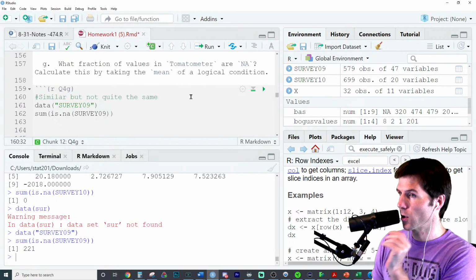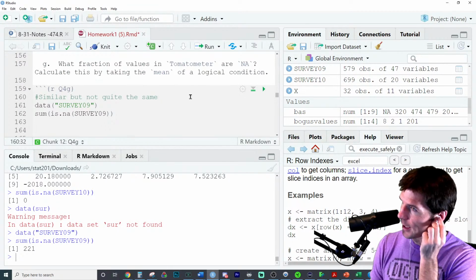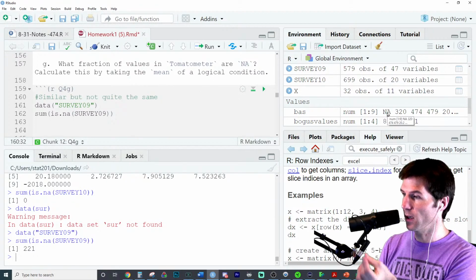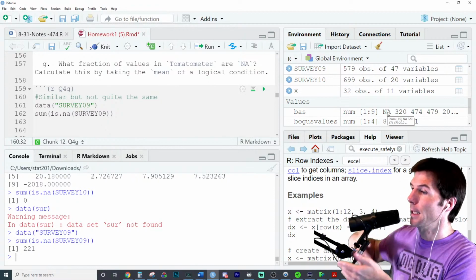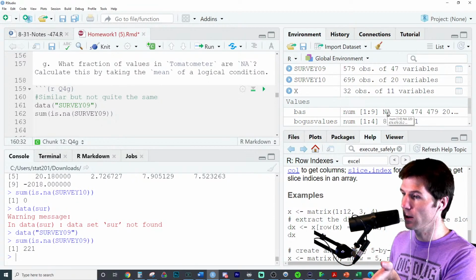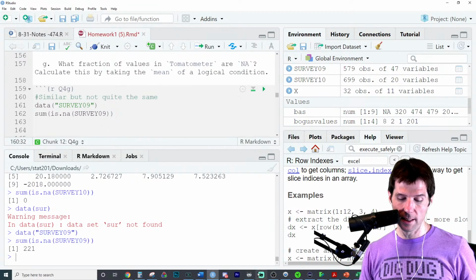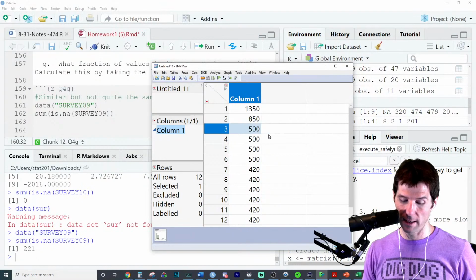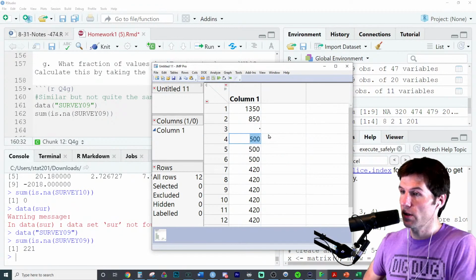Excellent work. So what fraction of the tomato meters are NAs? What are NAs? When you see an NA here, what does that mean? You've got to know this pretty quickly. Here's what an NA looks like in JMP. If you're in 201, you're wondering what an NA looks like. NAs look something like this right here.